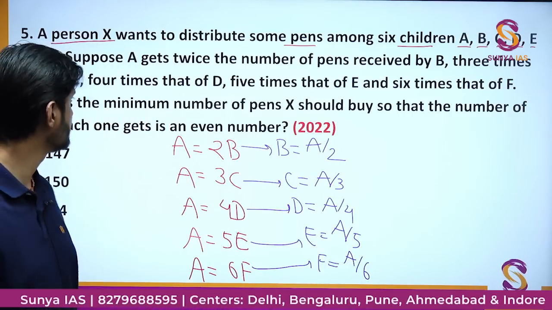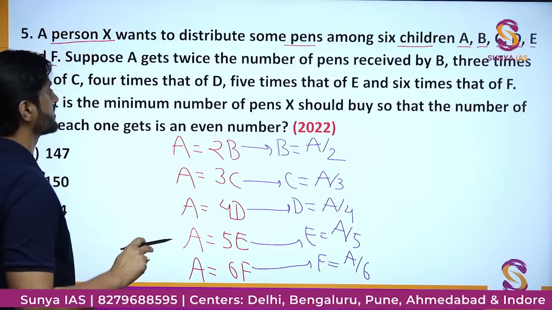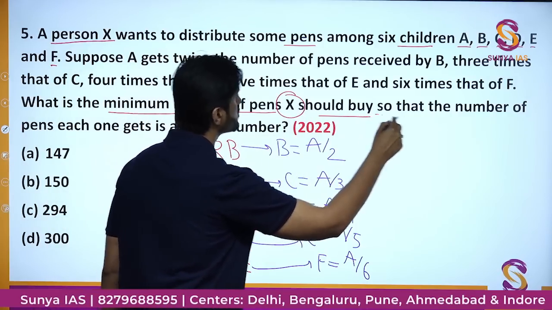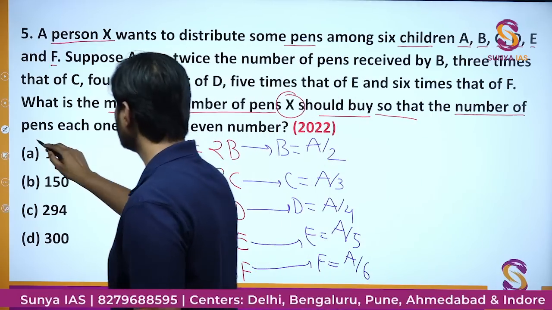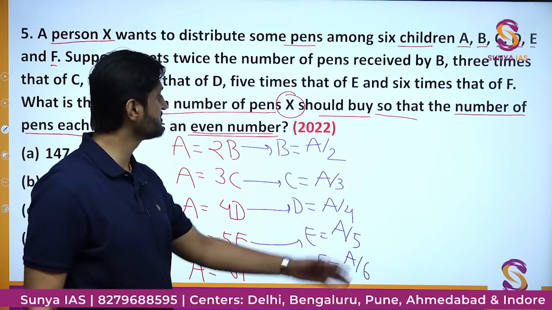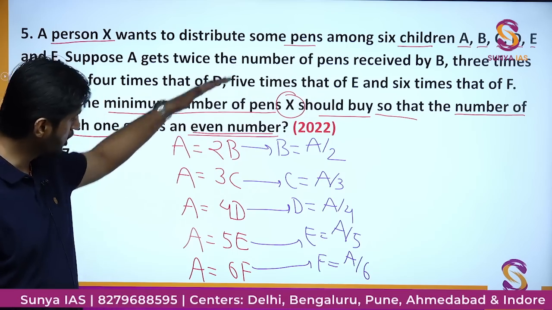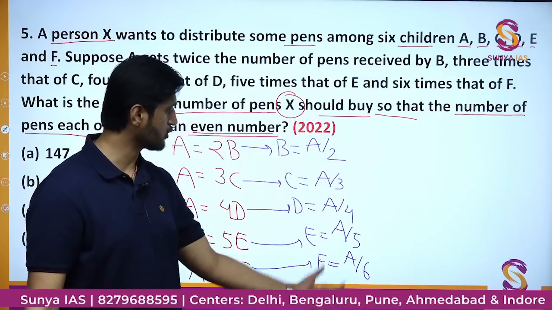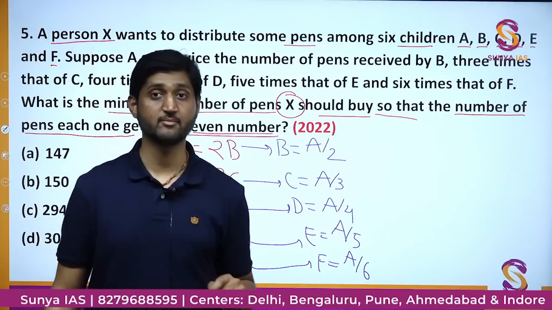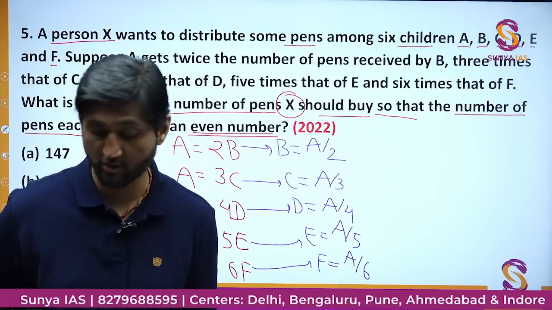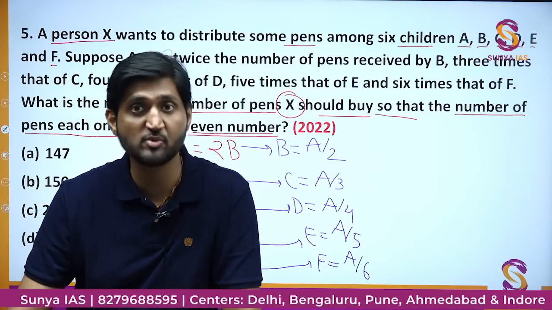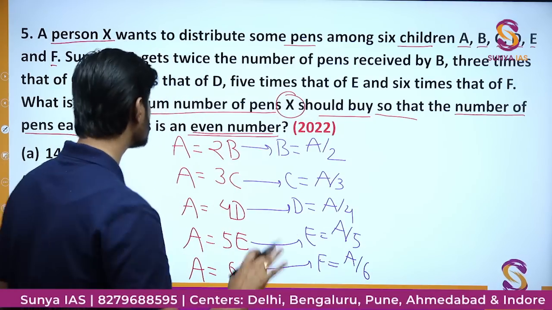Okay, so now what does the question further say? The question further says: what is the minimum number of pens X should buy so that the number of pens each child gets is an even number. So now you want to distribute pens among all these 6 children in such a way that it follows this particular pattern, and you must ensure that each child is actually getting an even number of pens. So just pay attention to this question. It is a very good question, and it is the kind of question which UPSC surprises people with every year. So just understand what is going on.